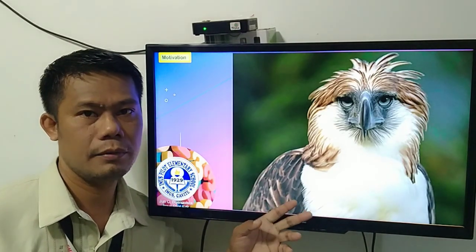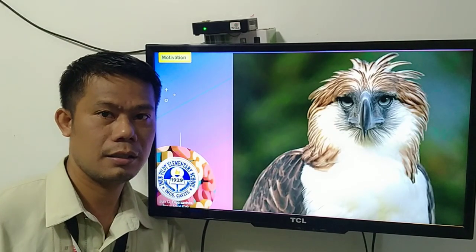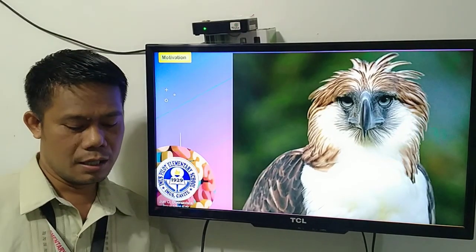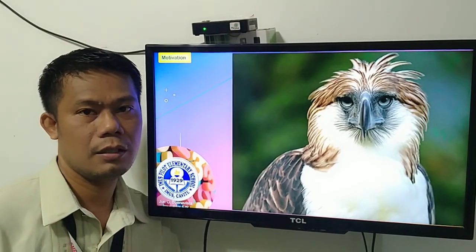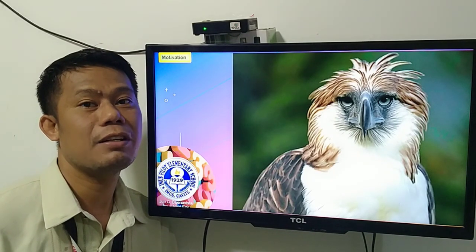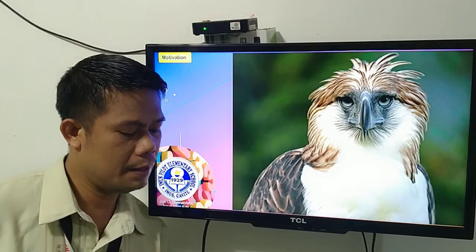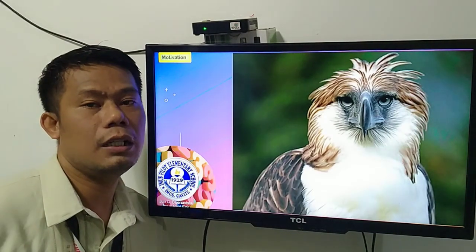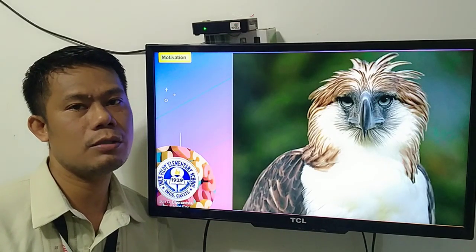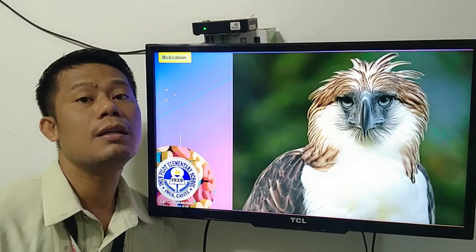How can we preserve? Okay, so we can preserve by not catching them. What else? By conserving our environment, planting trees so that they have trees to play in, meron silang madadapuan. Okay, so protecting the endangered species in our local environment is very important. So we are going to protect our environment so that the endangered species, and especially the Philippine eagle, will be preserved.